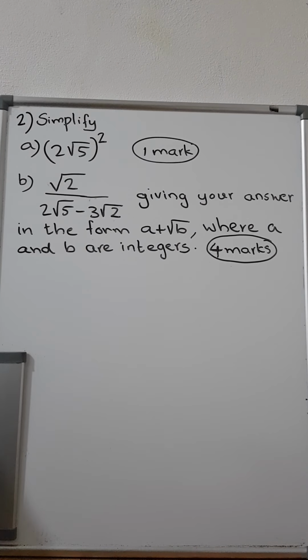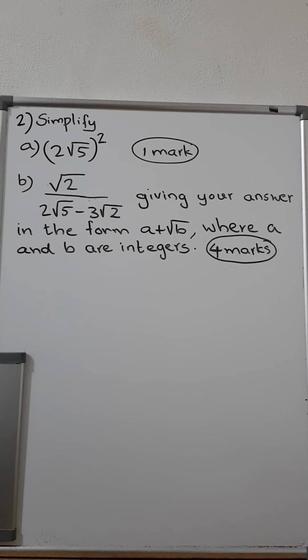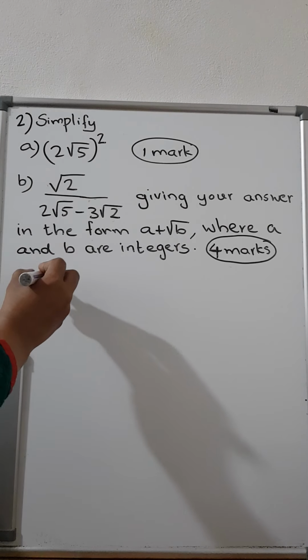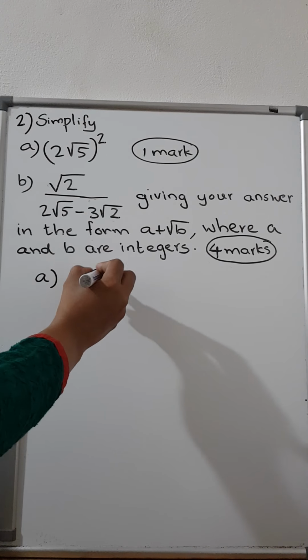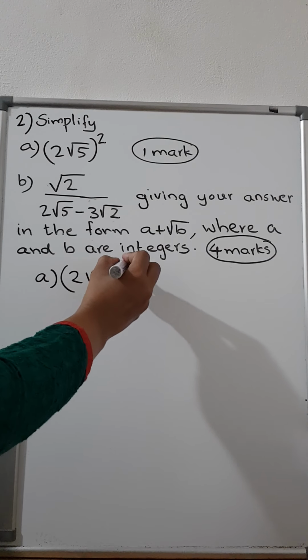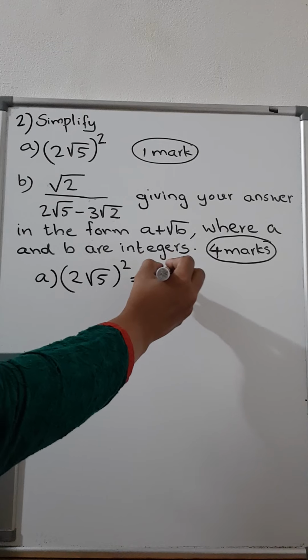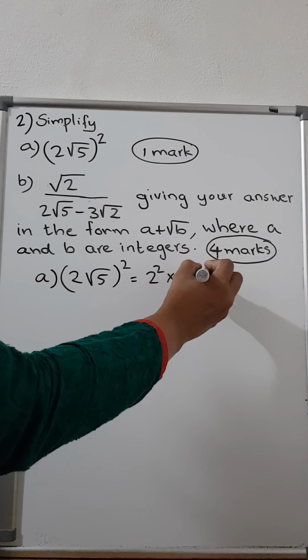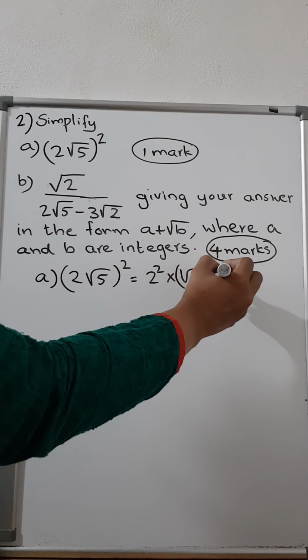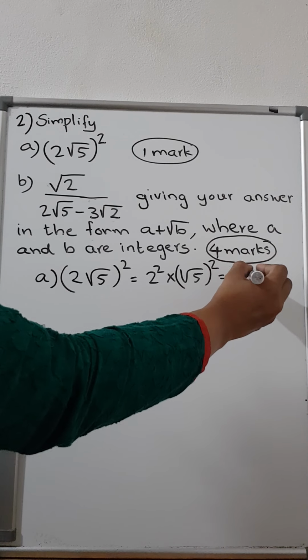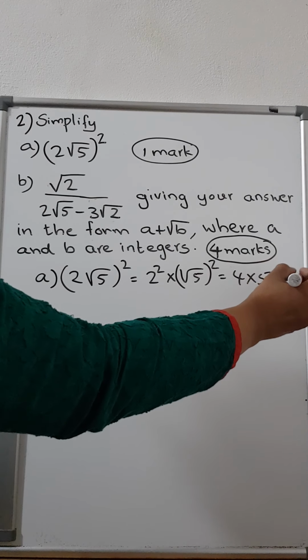Let's see the second question. Simplify, A part, 2 root 5 the whole square. So 2 root 5 the whole square can be written as 2 squared times root 5 the whole squared. That is 4 times 5. That is equal to 20.